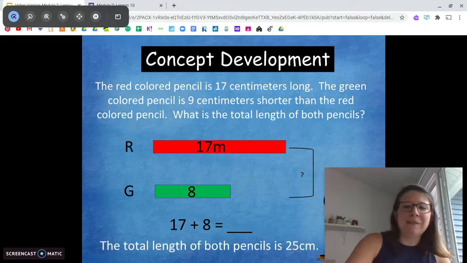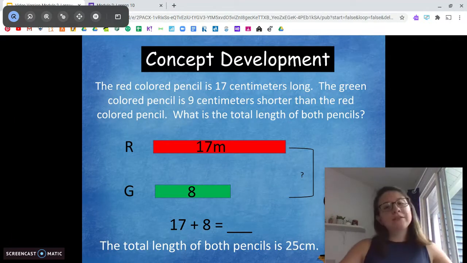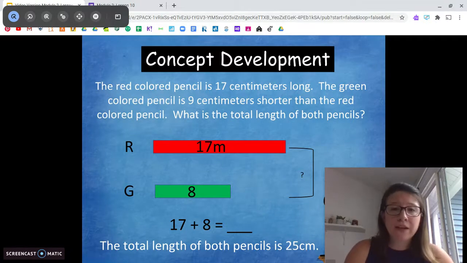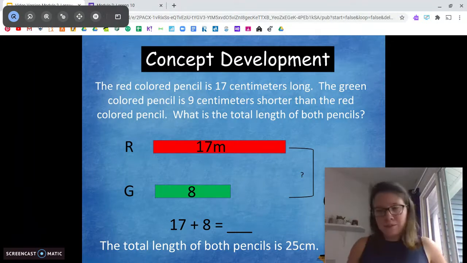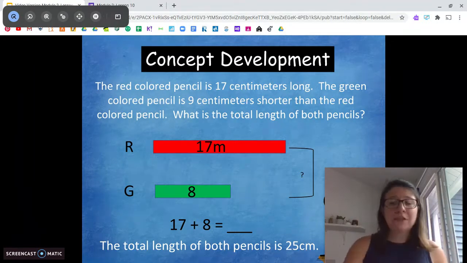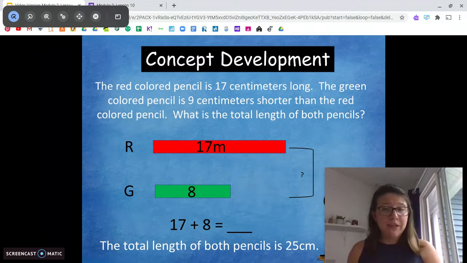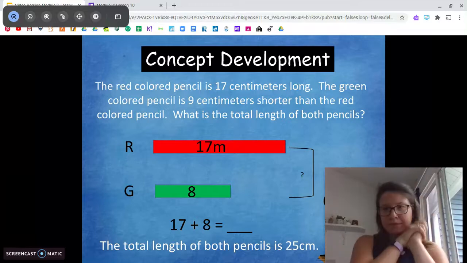Got it? 17 plus 8 is 25. So the total length of both the pencils is 25 centimeters. Awesome work. Very proud of you guys. So these problems are tricky because it gives you 2 numbers. So a lot of times we'll just be like, oh, let's add them together. Oh, let's subtract them. But we can't always do that. We have to look at the problem, figure out what the missing information is, and figure out what the problem is asking before we just add and subtract.